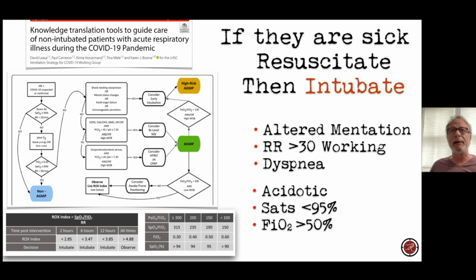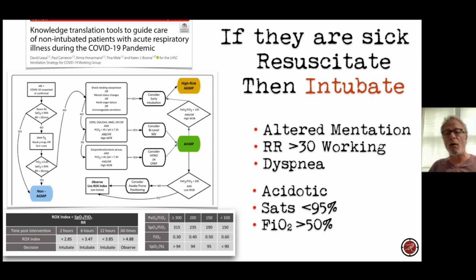When you plug them in and it gives you a number that says you should intubate, well, that number is whatever it is, 4.5, 4.88, doesn't matter. If you plug the numbers in, they're a sick patient, and I don't need a scoring system to tell me that. If you've got somebody in respiratory distress who's got altered mentation, usually that altered mentation is because of a rising CO2.